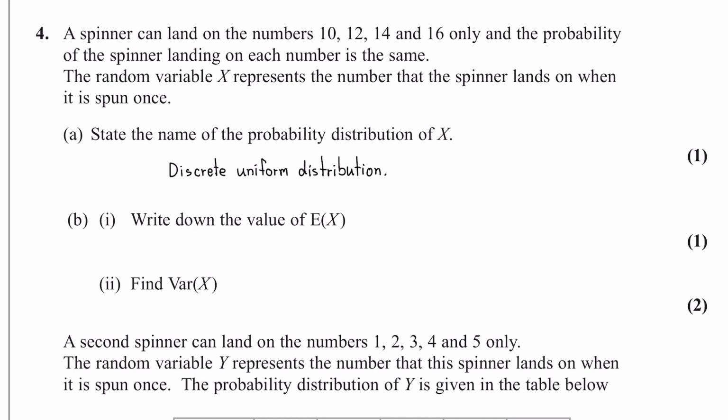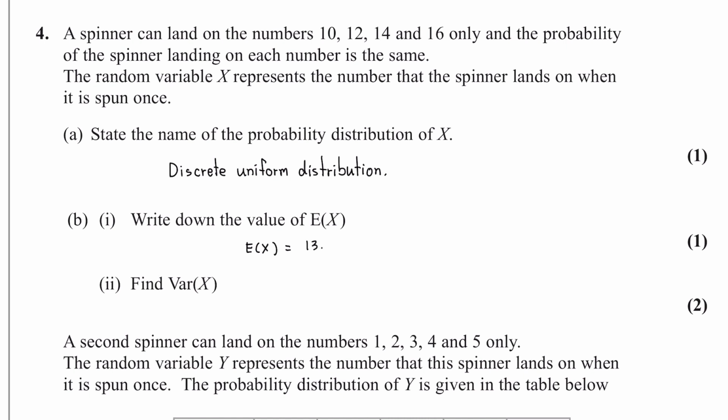Problem B. Write down the value of E(X), or the expected value. So you can see that we have random variables that are 10, 12, 14, and 16. They are symmetrical, and you can see the middle number is 13. So the expected value is 13.